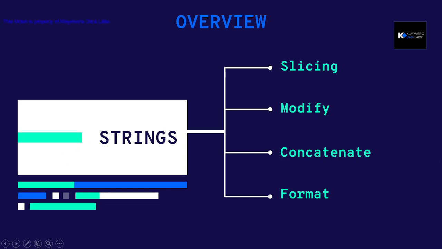Hi, so in this video, we're going to talk about strings. Now, strings in Python have primarily, or we can say there are primarily four things that we can do in strings in Python, which are slicing, modifying a string, concatenate, and format. So there could be slight modifications here and there, but primarily we can club them in these four subtopics.